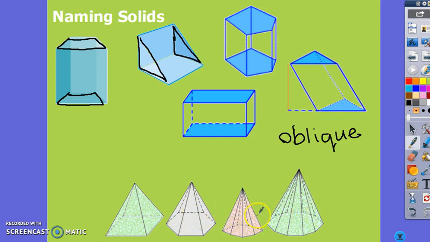These bottom ones are all pyramids. We've got maybe a square pyramid, a hexagonal pyramid. I think this has 7 sides, so heptagonal. And what is that? I'm going to say 10, a decagonal pyramid. You just need to count the sides on that base, and that's how you will name them.